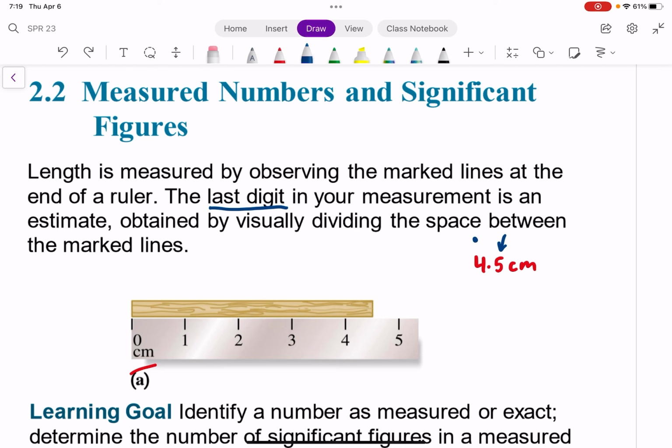I'm not estimating this digit. Why is that? Because I know it gets past 4. I just don't know how far past 4 it gets.